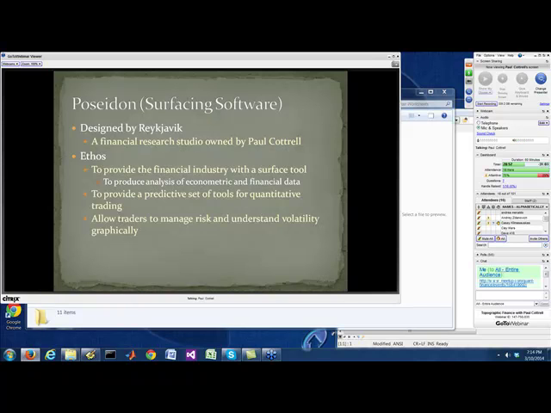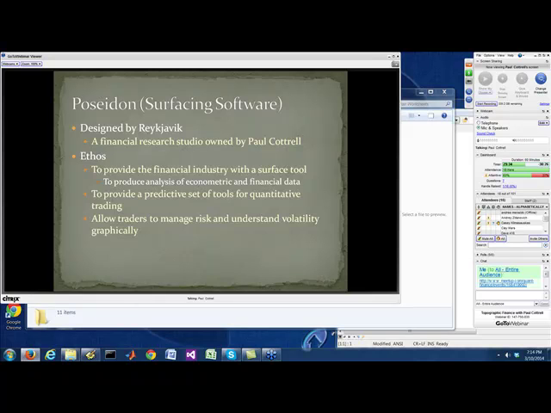Now, Poseidon. This is a surfacing software. It's designed by Reykjavik, which is the company that I own. Its ethos, its basic mission, is to provide the financial industry with a surfacing tool to produce analysis of econometric and financial data, provide a predictive set of tools for quantitative trading, and allow traders to manage risk and understand the volatility graphically. So that's the main mission for Poseidon.